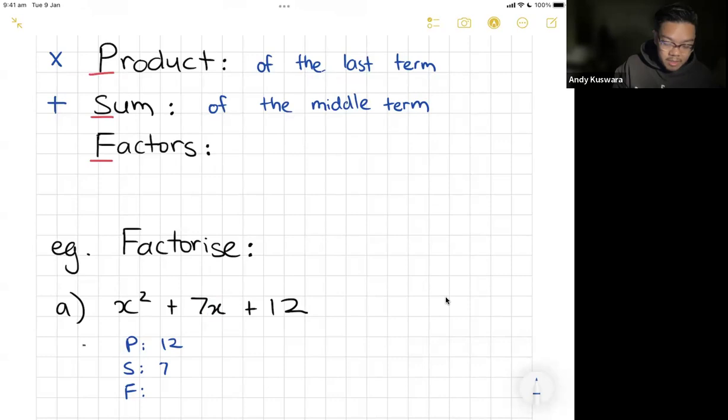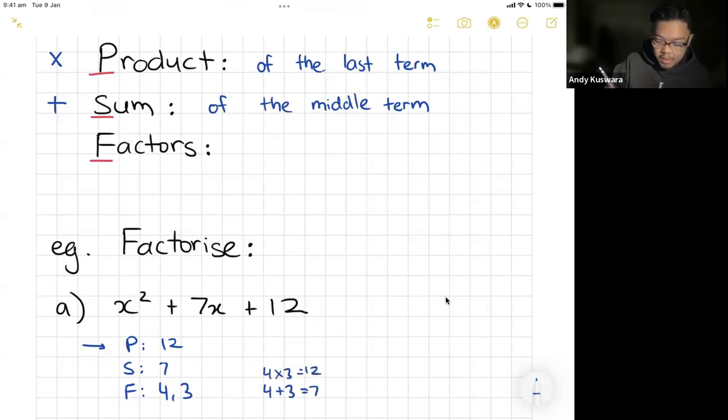So the easiest way is always to start with your pairs of 12. So it could be 12 and 1, but that won't be it. It could be 6 and 2, but 6 and 2 will give me 8. But 4 times 3, those will be my factors because 4 plus 3 is going to give me positive 7 if I add them together. Okay, so it just means that 4 plus 3 is 7, but 4 times 3 is 12.